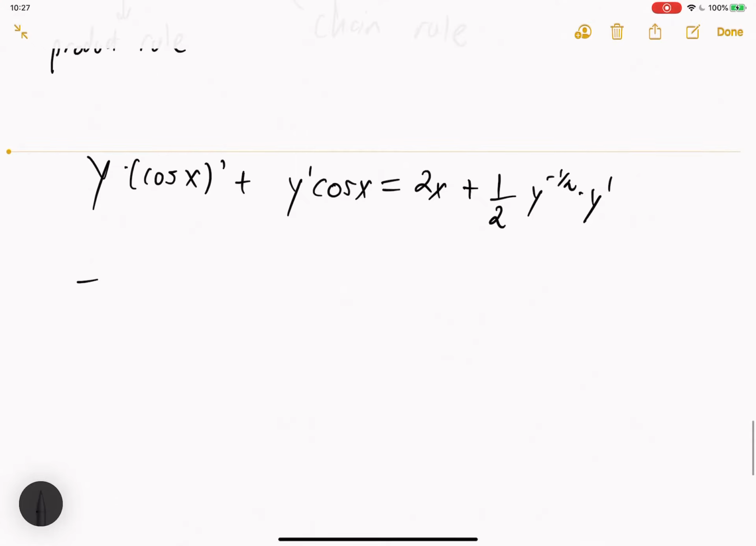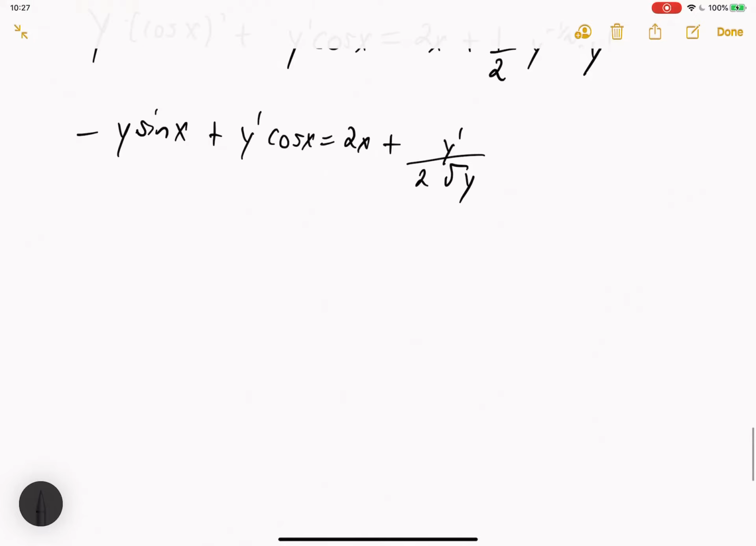Now what that gives us is negative y sine of x plus y prime cosine of x is equal to 2x plus y prime divided by 2 square root of y. Now what we're going to do is solve for y prime.